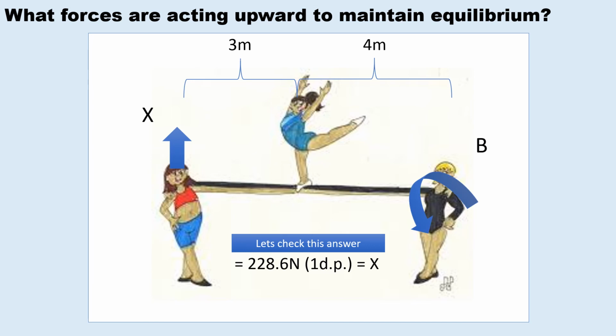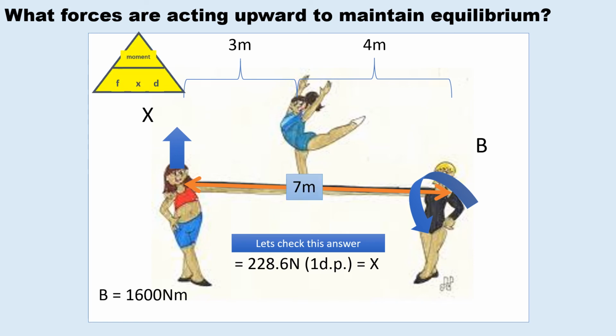So there is your anti-clockwise. So B is 1600 Newton meters, and you've got 7 meters. So 1600 divided by 7 is 228.6 newtons to 1 decimal place. So that is how you would do that. Now I'm going to ask you to do it yourself now.